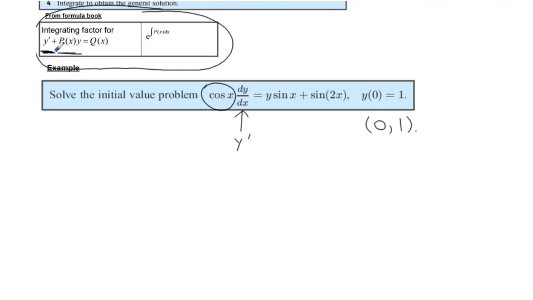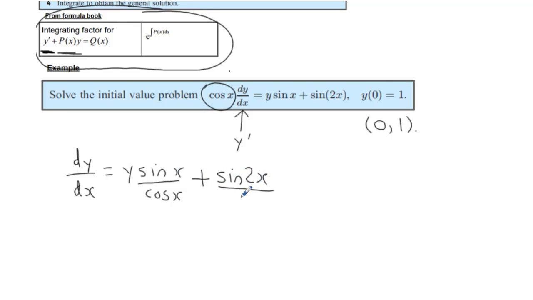So we're going to start by dividing through by cosine x. So that is going to say dy by dx equals, we've already divided the first term by cosine x, the next one's going to be y sine x over cos x, plus sine 2x over cos x. So we've just divided through by cos x.